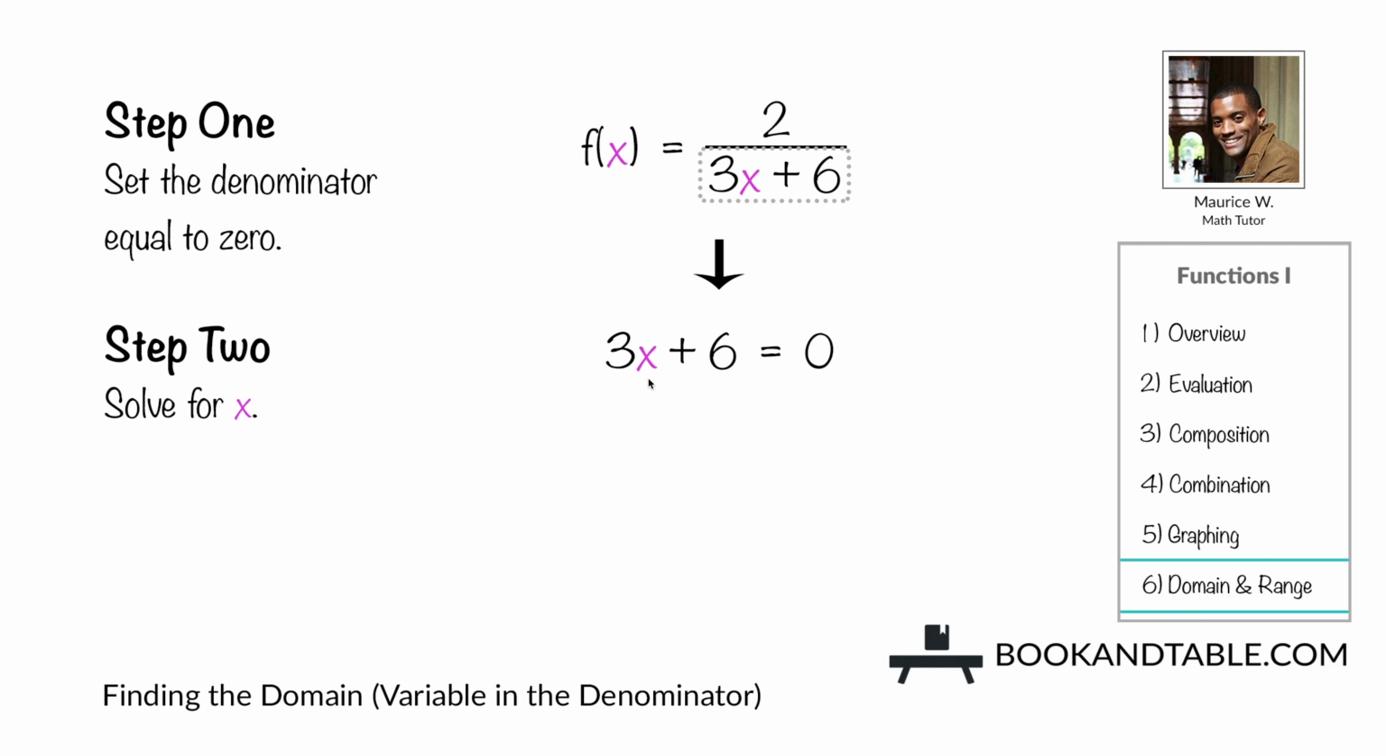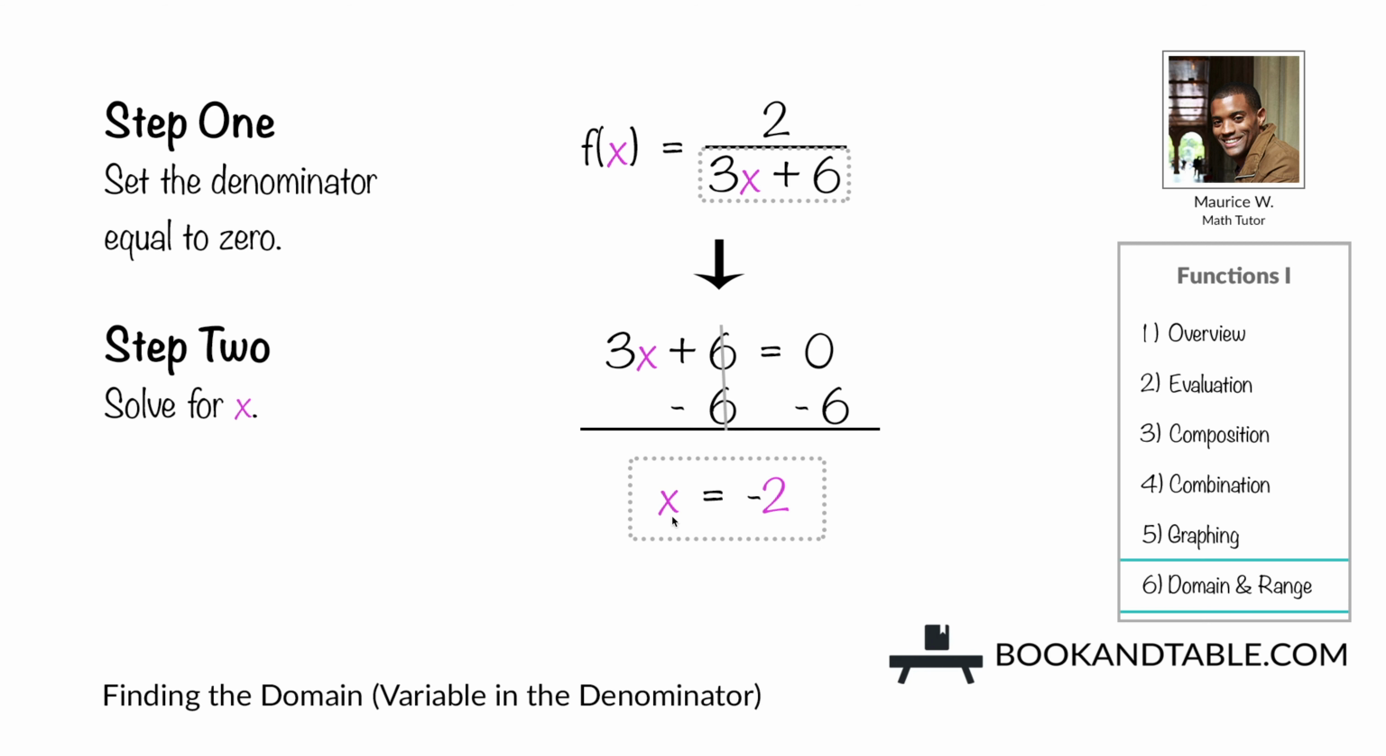And now step 2, we want to solve for x. So the first thing we do is subtract 6 from both sides, giving us 3x is equal to 0 minus 6, which is negative 6. And now to remove this coefficient, positive 3, we want to divide both sides by 3, showing us that x is equal to negative 6 divided by 3, which is negative 2.